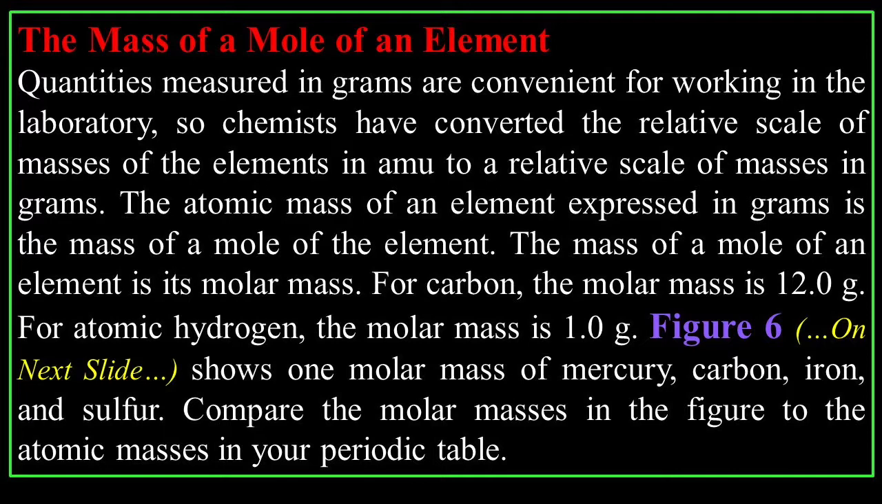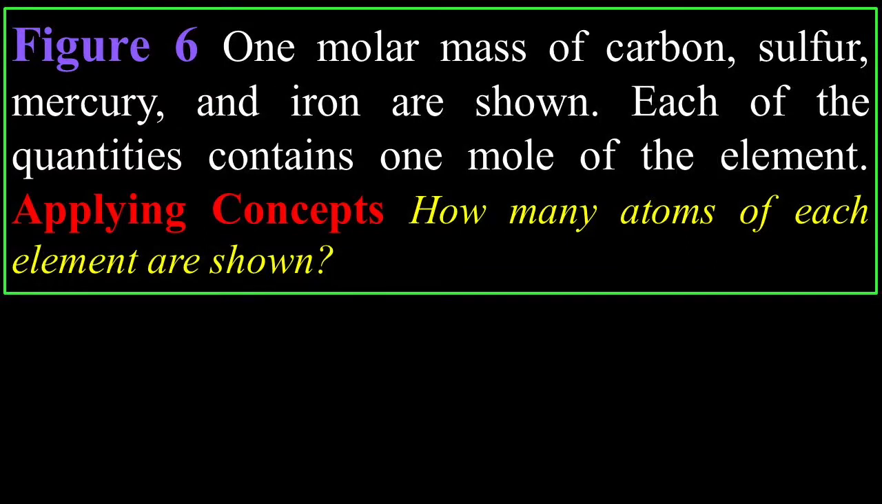Figure 6 on the next slide shows 1 molar mass of mercury, carbon, iron, and sulfur. Compare the molar masses in the figure to the atomic masses in your periodic table, and you will find that they are the same. They are equivalent, not equal. The mass of 1 mole of any particle is equivalent to the mass of 1 particle in atomic mass units. 1 molar mass of carbon, sulfur, mercury, and iron are shown. Each of the quantities contains 1 mole of the element.